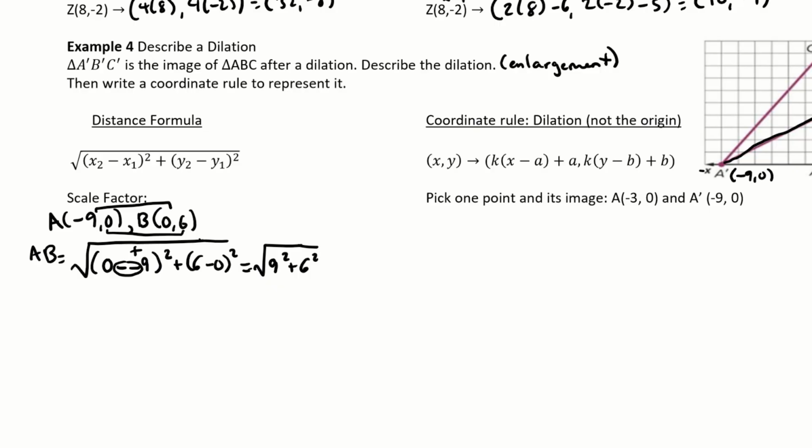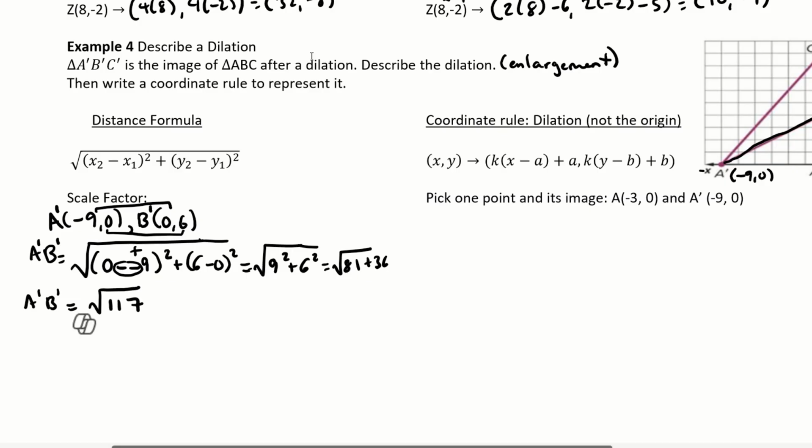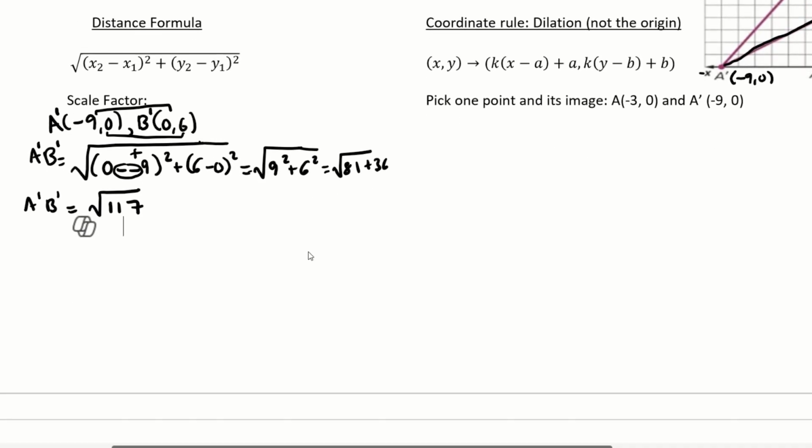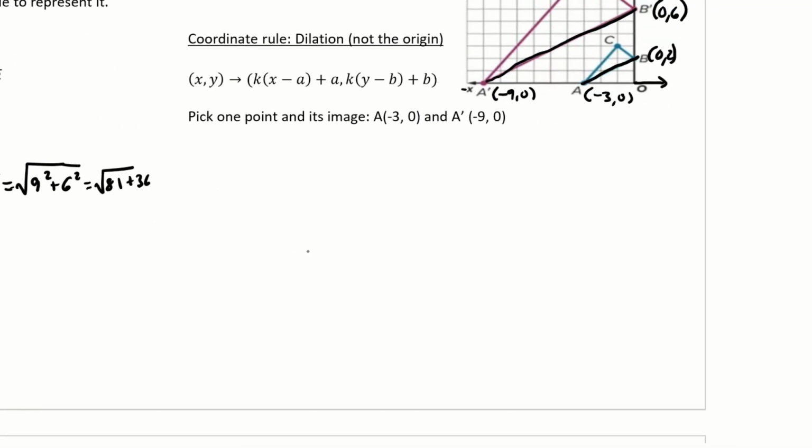And this is A prime B prime, so not AB. So let me just call this A prime B prime. All right, 9 times 9 is 81, 6 times 6 is 36. So we have 81 plus 36, and so A prime B prime is equal to the square root of 117. Okay, we got A prime B prime. Now let's find A and B. A is -3, 0. B is 0, 2.